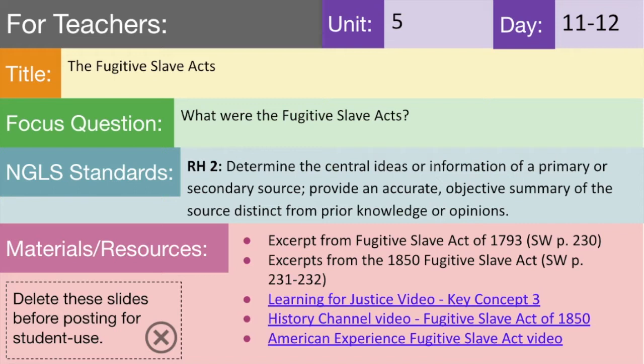It includes the title, our focus question, what were the Fugitive Slave Acts, and our Next Generation Learning Standards, where we'll focus on determining the central ideas or information of a primary or secondary source, providing an accurate, objective summary of the source distinct from prior knowledge or opinions. Our learning activities will target that specific standard. You also have the materials and resources that we'll be using for this lesson: the excerpt from the Fugitive Slave Act of 1793, as well as 1850, which can be found in the student workbook on pages 230, 231, and 232, as well as 3 videos that we have built into the 2 days of learning for students also.